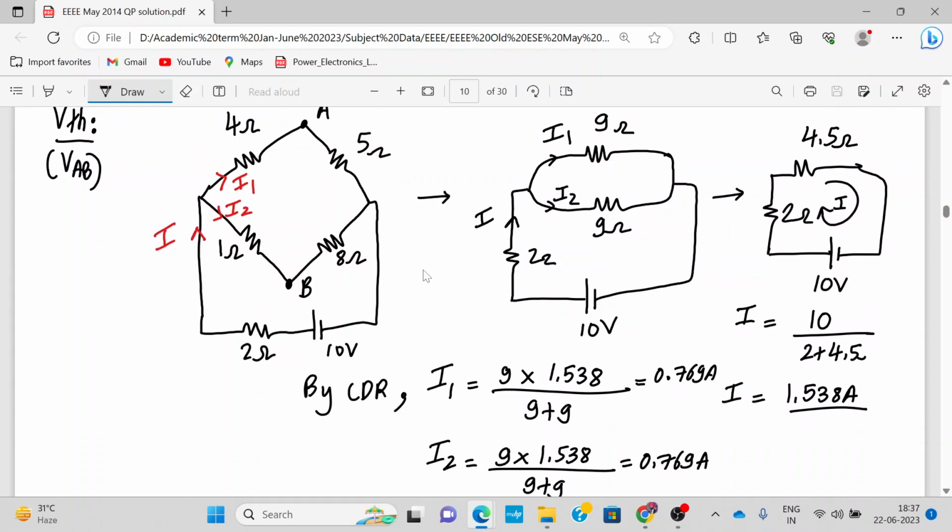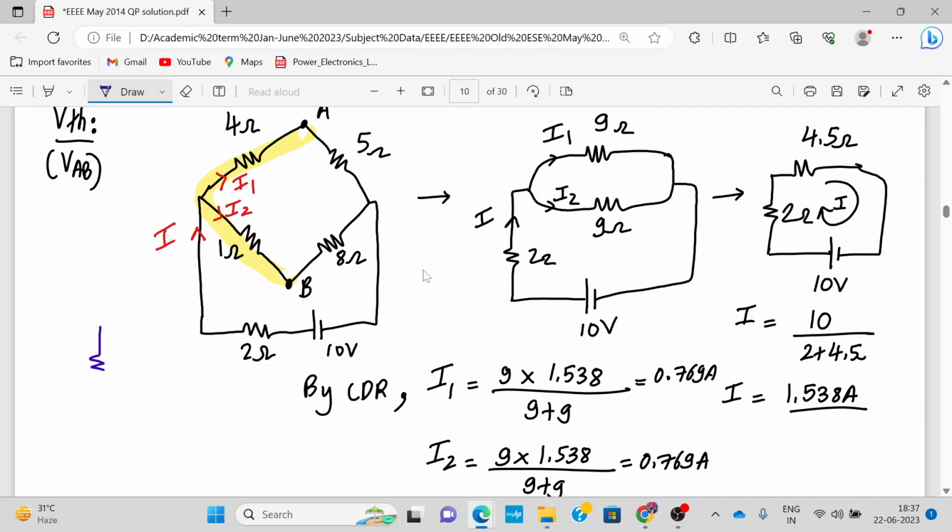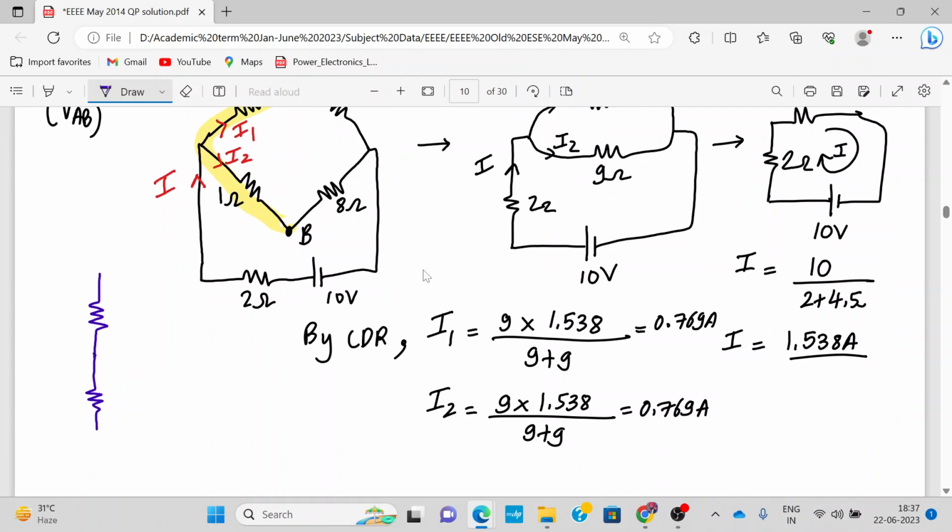Now I want to find VAB. So see, I'm marking a current branch over here, from year to year. I'm redrawing it in a different color. Here there is a branch B. This is 1 ohm. This is 4 ohm. This is A. The current flowing over here is I1. The current flowing over here is I2.